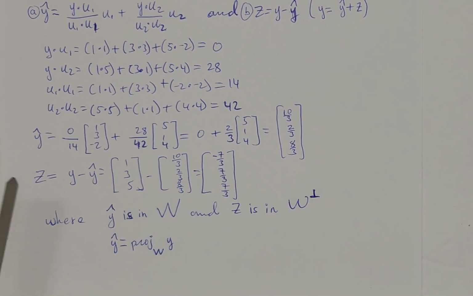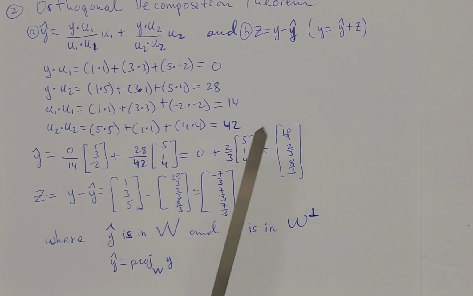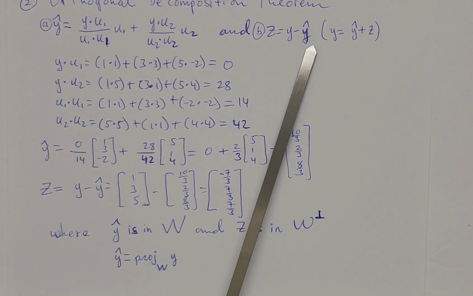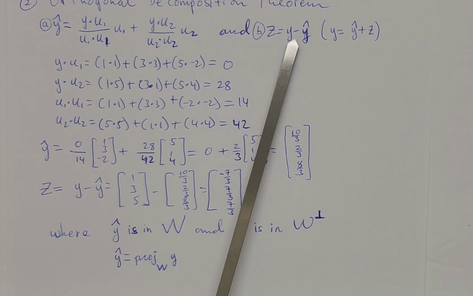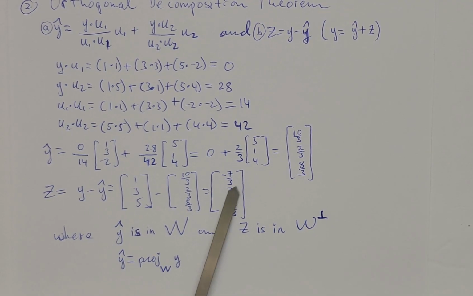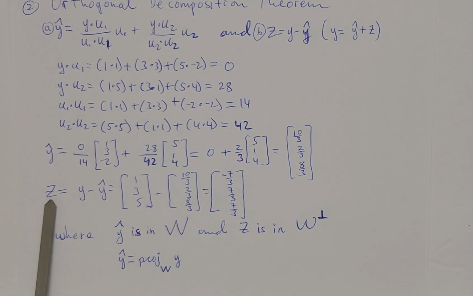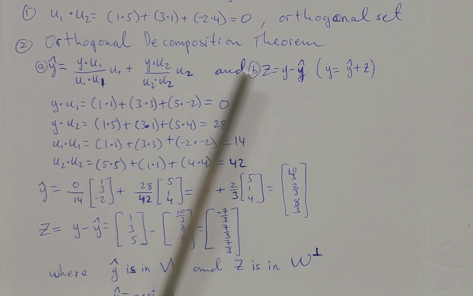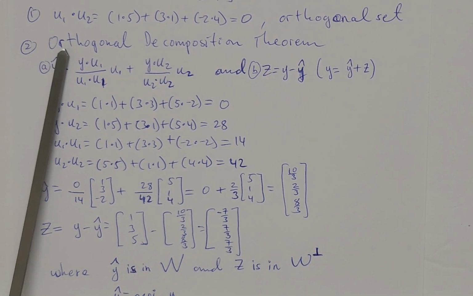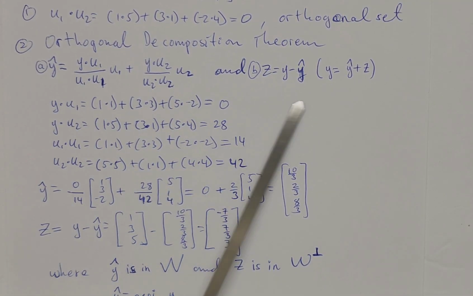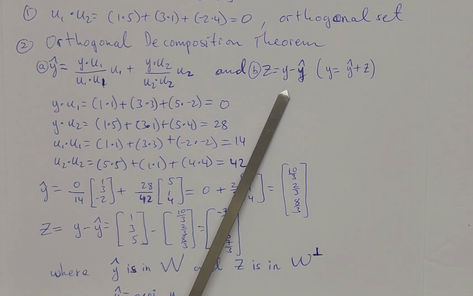Okay, so again, all we're going to do for the second part is Y minus Y hat, which will give me my Z. Just subtract across, and this is the solution for Z, which is the second part of what we are looking for in orthogonal decomposition. So one more time, the orthogonal decomposition theorem has two parts, this and this. So you have to do both, okay?